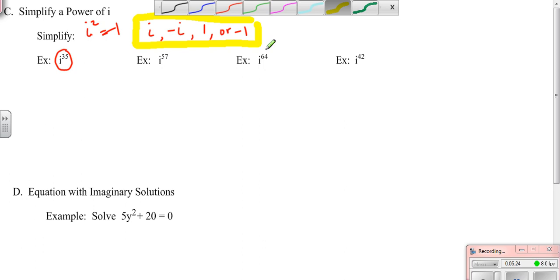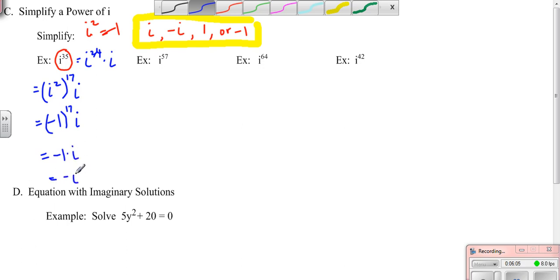So what you want to do is start breaking it down in a way that makes sense to you. So when I see i to the 35, I see i to the 34 times i. Well, why do I go to 34? Well, I know I can write that as i squared to the 17th times i. Well, i squared is negative 1 to the 17th power times i. Well, what is a negative number to an odd power? It's always that negative number.